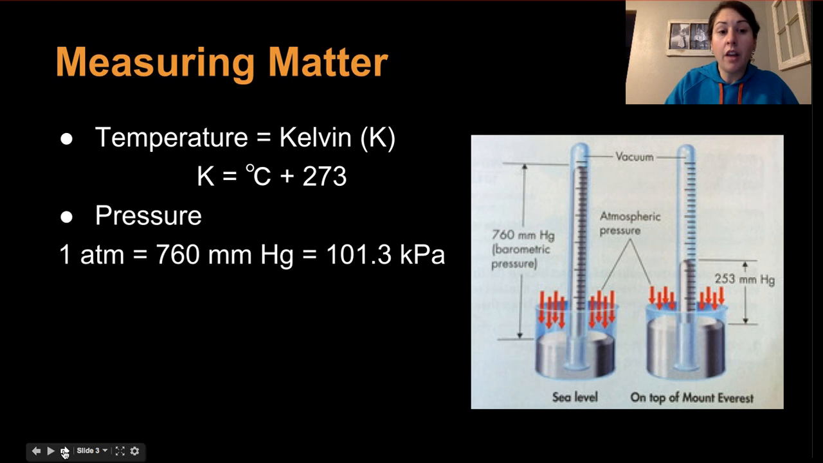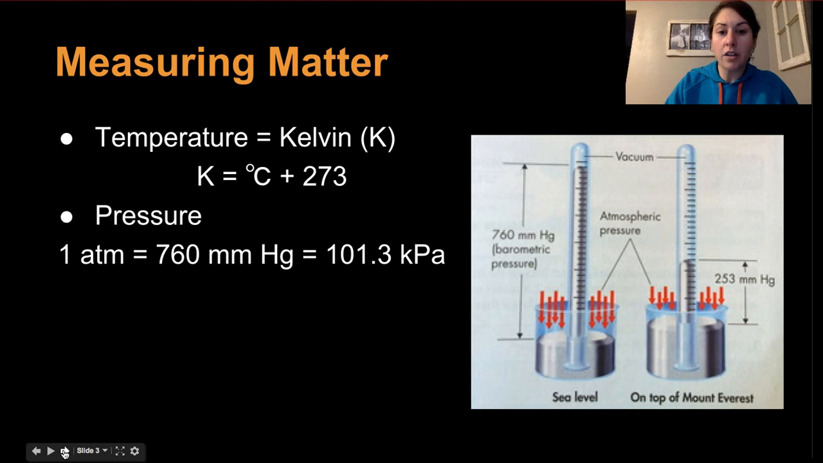The other thing that we're really concerned with, as we just talked about, is pressure. We haven't dealt with much in the way of pressure. We talk about atmospheres a lot of times. So 1 atmosphere, ATM is atmosphere, or 760 millimeters of mercury, and 101.3 kilopascals. Those are all equal to one another.